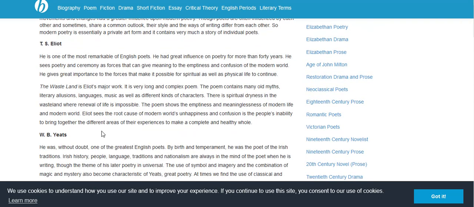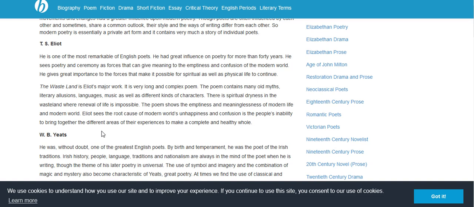So let's know something about them in brief. T.S. Eliot is one of the most remarkable of English poets. He had great influence on poetry for more than 40 years. He sees poetry and ceremony as forces that can give meaning to the emptiness and confusion of the modern world. He gives great importance to the forces that make it possible for spiritual as well as physical life to continue.